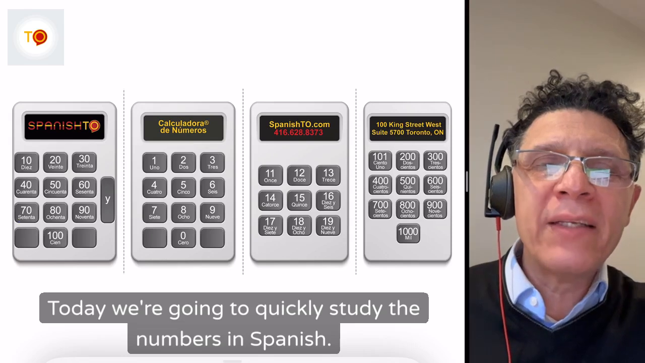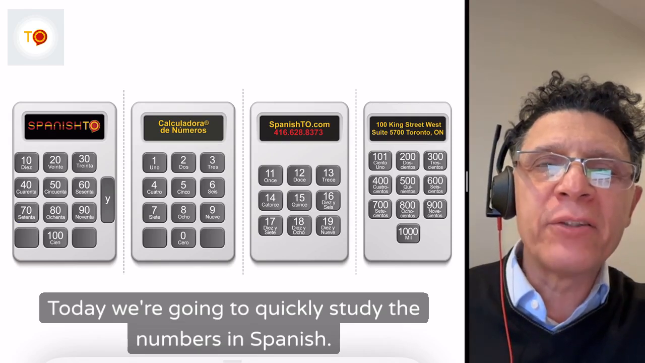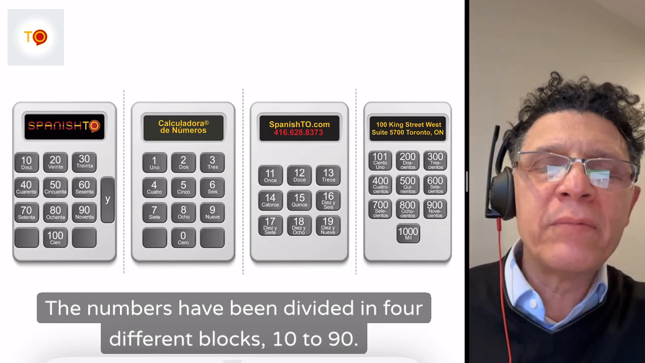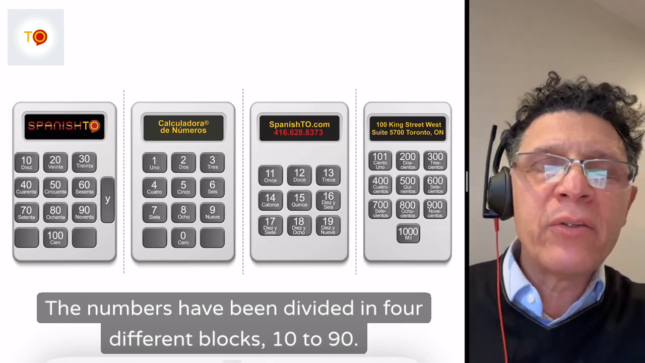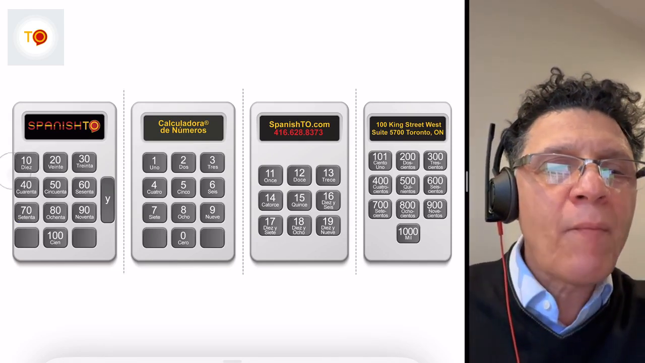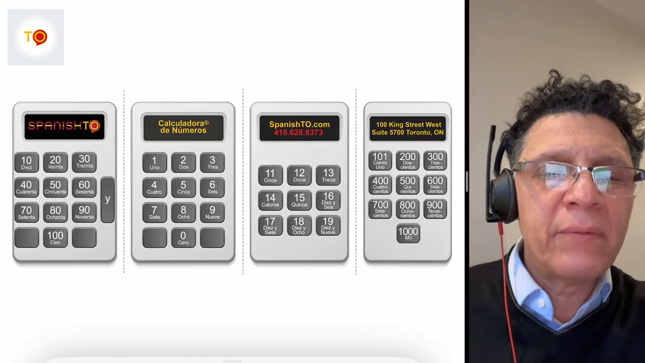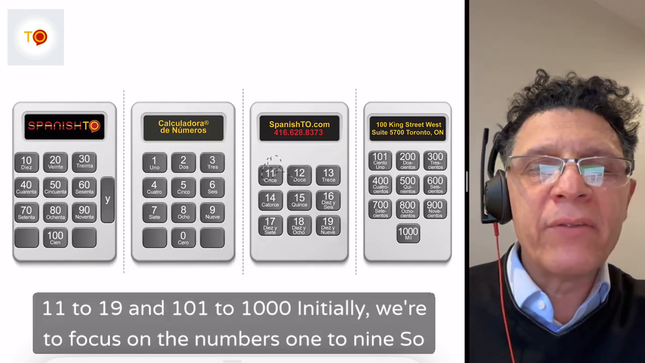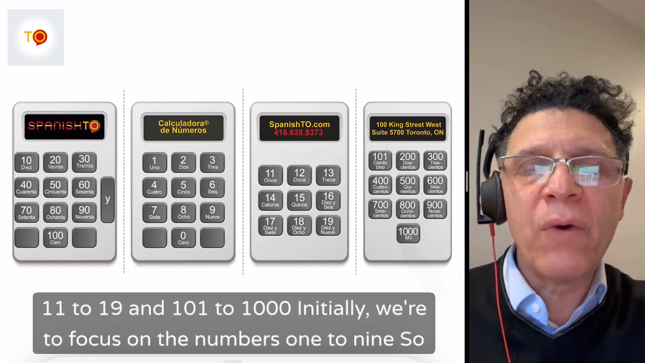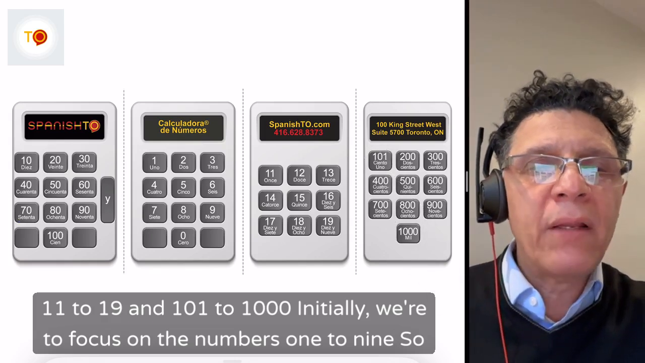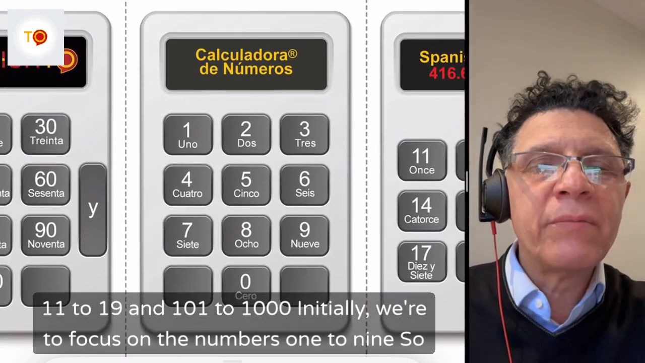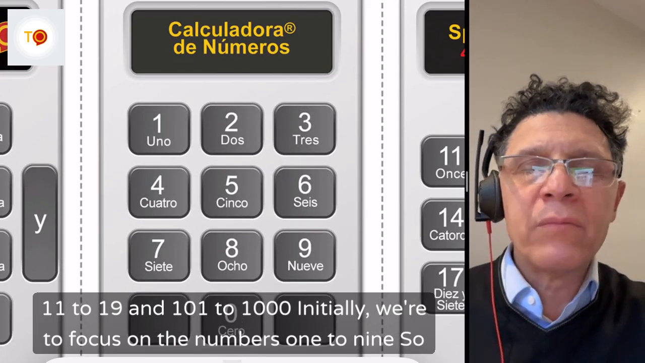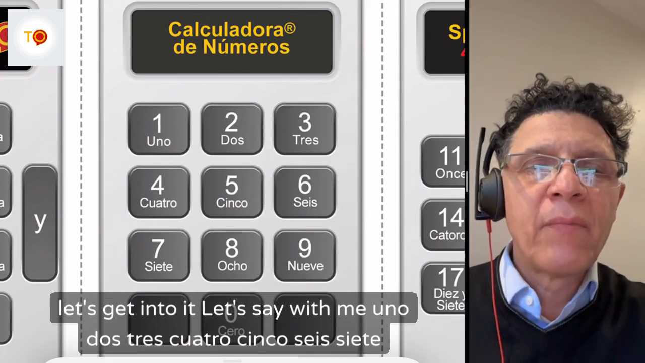Today, we're going to quickly study the numbers in Spanish. The numbers have been divided in 4 different blocks: 1 to 9, 10 to 90, 11 to 19, and 101 to 1000. Initially, we're going to focus on the numbers 1 to 9. So let's get into it.